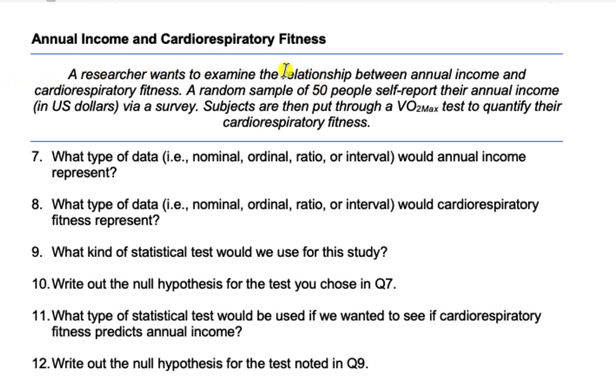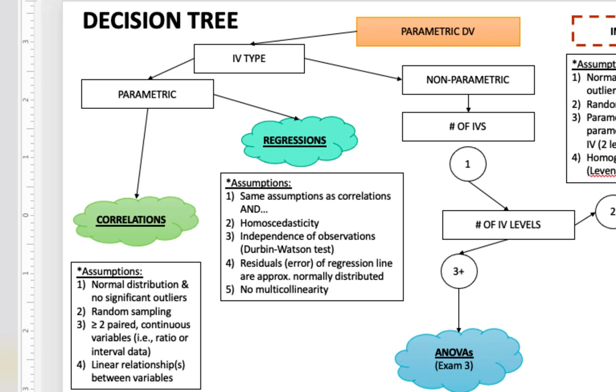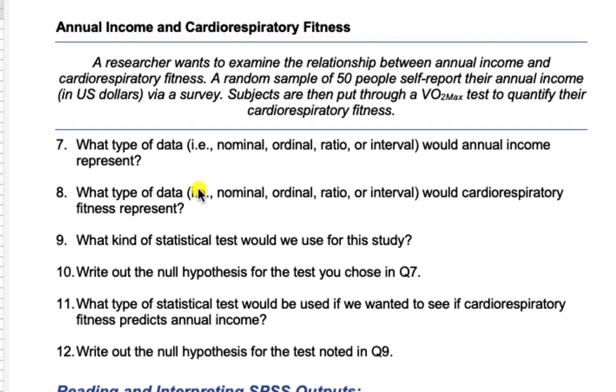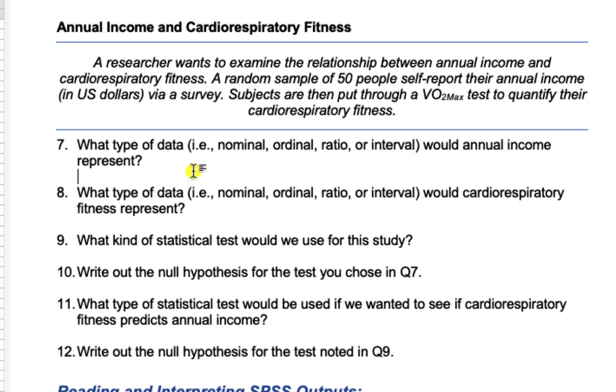First of all, there's a key word in here that we're looking at a relationship. So if we go back to our decision tree, we can see that when we have a correlation, both our dependent variable as well as our independent variable should be parametric data or ratio. Okay, so that's kind of a dead giveaway as to the type of data that annual income would be. It should be ratio. And then cardiorespiratory fitness, if we're looking at a relationship between variables, should also be ratio or parametric.